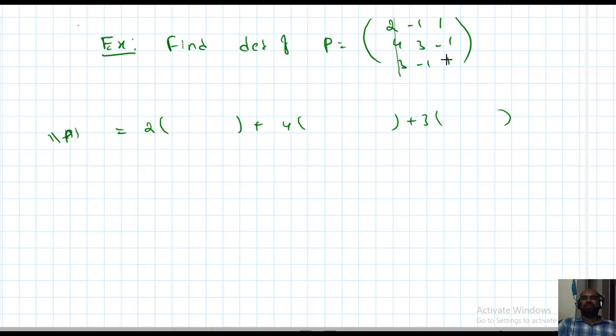2 into its cofactor means a small 3 by 3 matrix. First of all I want to write the symbols, that is important. 1 plus 1, 1 plus 2, 1 plus 3. What is this? 3 minus 1, that is 2. Should write 2 here.